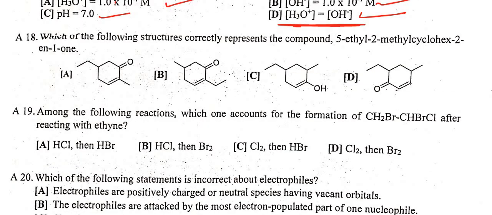So number 18, they're saying what? They're saying, which of the following structures correctly represents the compound 5-ethyl 2-cyclohexen-1-one? So we have what? First of all, we have a cyclohexane.